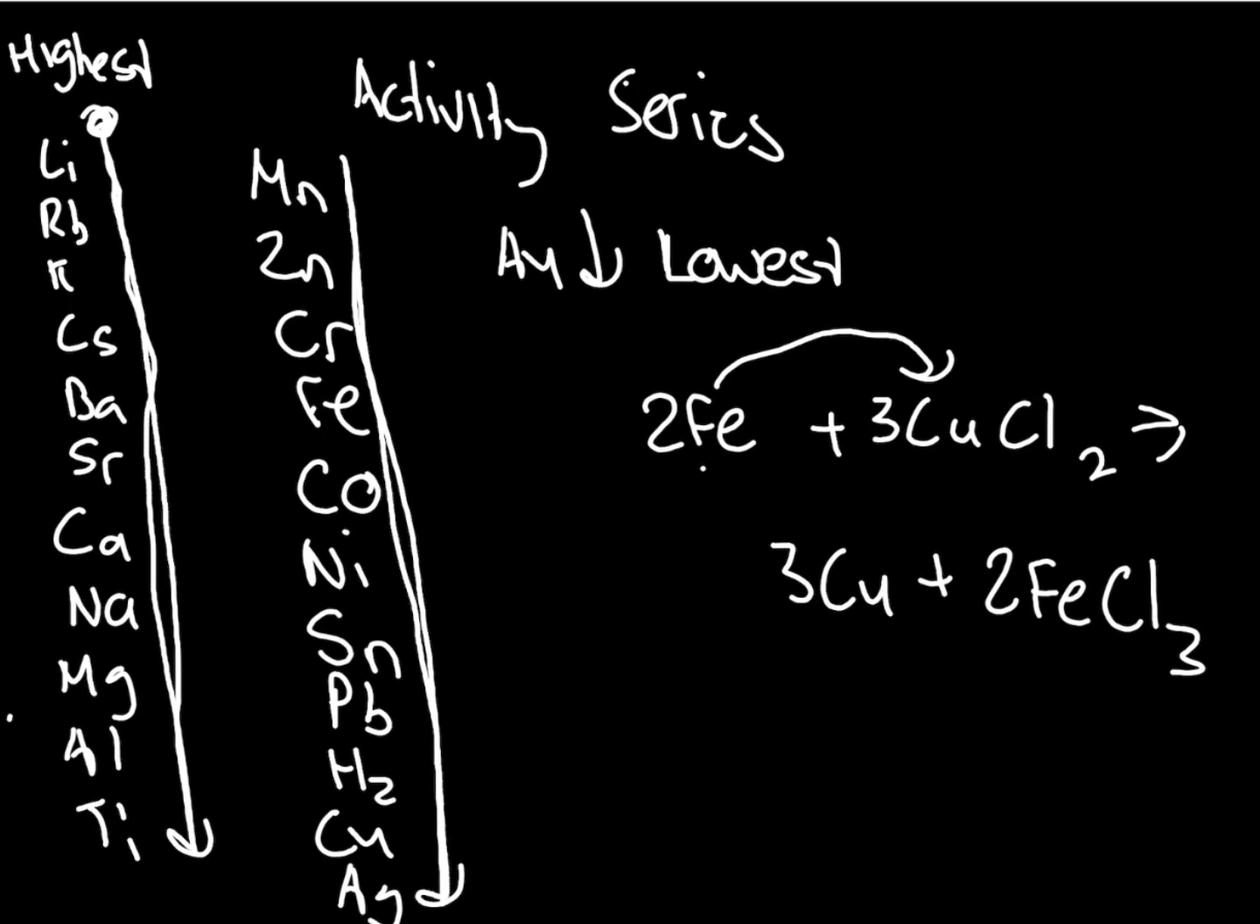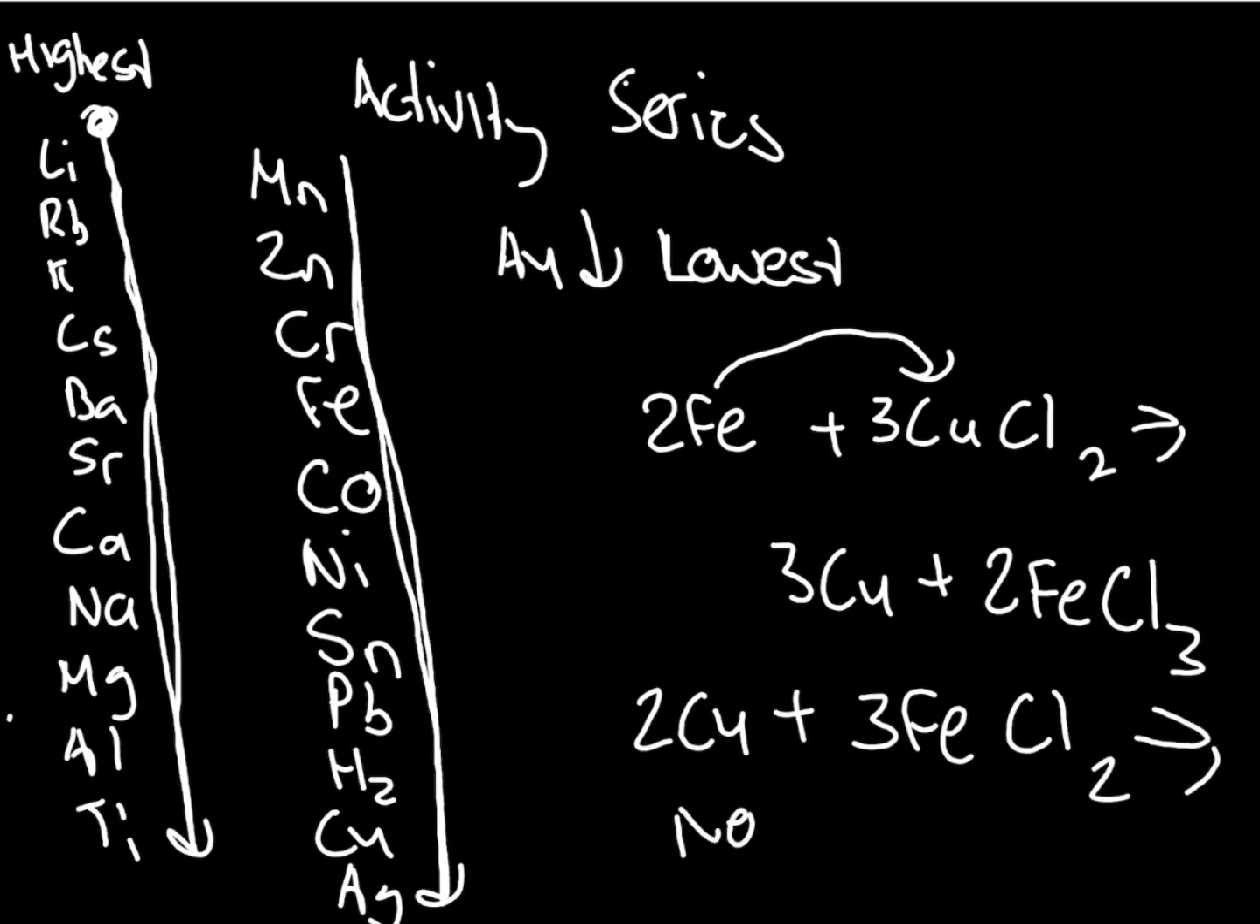If the tables were turned and you have, like, 2 Cu reacting with this, where the stuff was swapped, I'm just making this up, this isn't actually a thing, well, you would say that this would be no reaction. Why? Because the Cu atom is not active enough to knock out this Fe atom. So in order to swap positions with another atom, you have to be higher on the activity series.